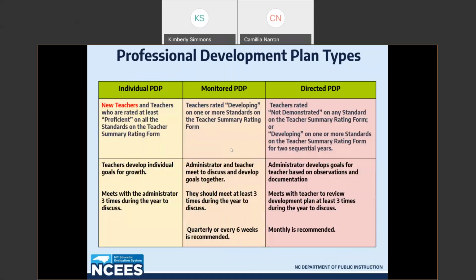So on a monitored growth plan, that means that the administrator and teacher would meet together and collaboratively develop goals for the next school year, and they would meet 3 times during the school year, and we recommend that they meet more often, quarterly or every 6 weeks, to keep closer tabs on the progress of the PDP goals.